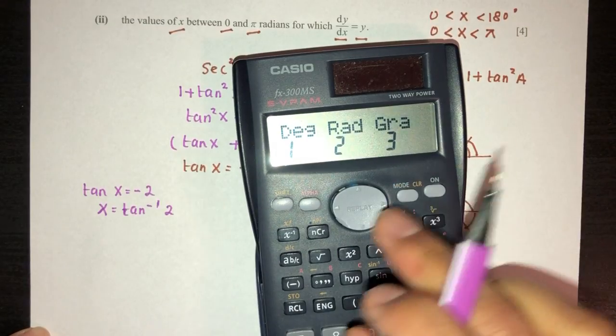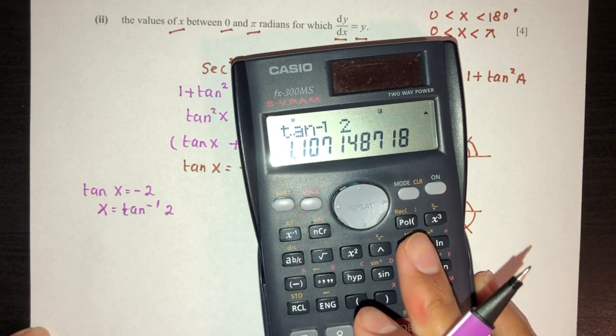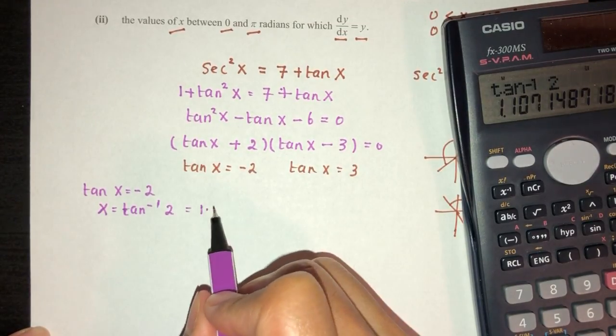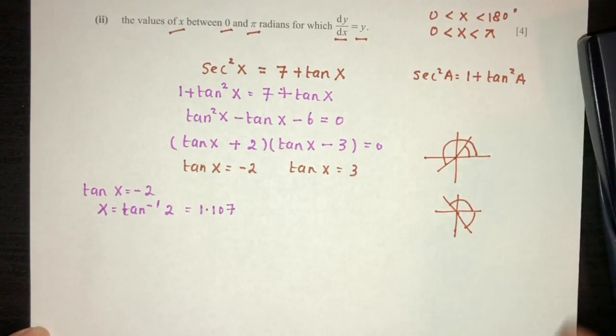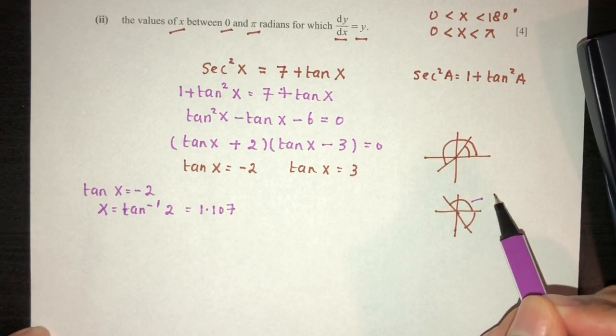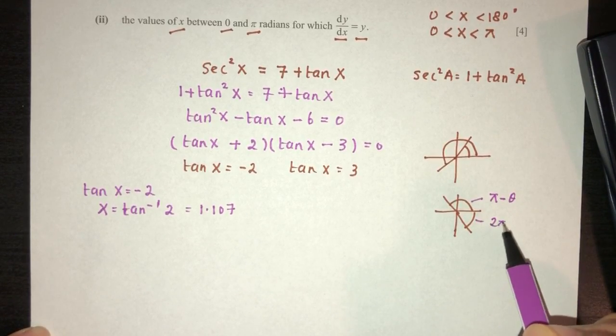So let's use radians. Tan inverse of 2 is equal to 1.107. But your answer is actually, for this one, this is equal to pi minus this. This is 2 pi minus this.